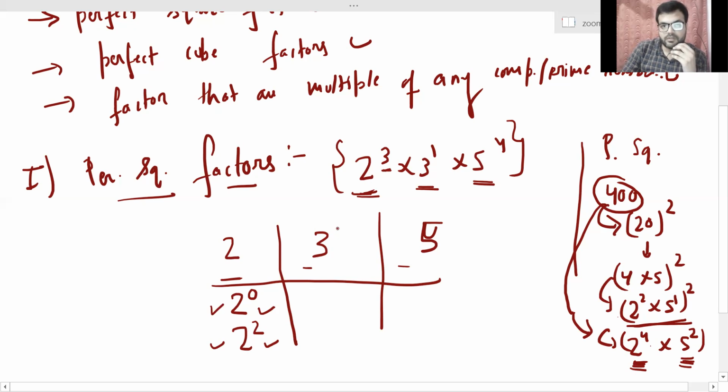In the second column, for 3, the second prime number, the power of 3 is 1 in this format, right? So we can take power 0, 3 raised to the power 0.